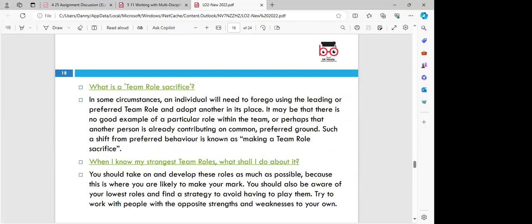So let's look at the team role sacrifice. In some circumstances, an individual will need to forego using the leading or preferred team role and adopt another in its place. It may be that there is no good example of a particular role within the team, or perhaps that another person is already contributing on common preferred ground. Such a shift from a preferred behavior is known as making a team role sacrifice.